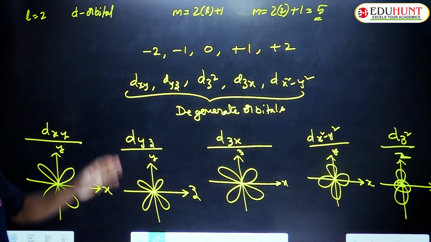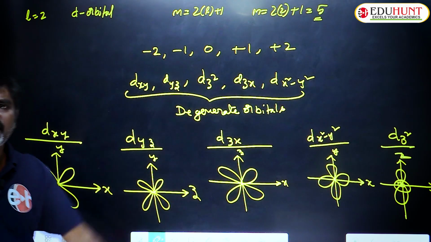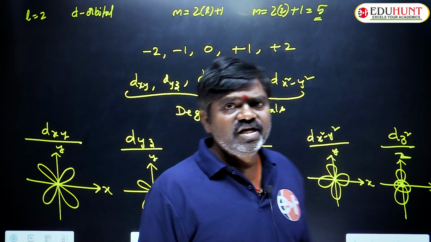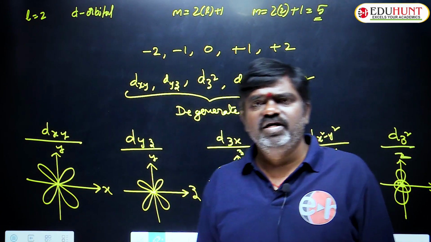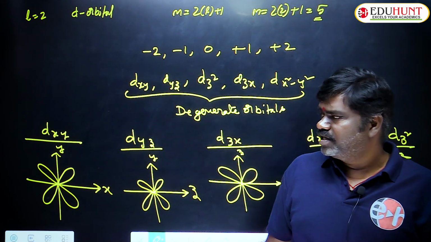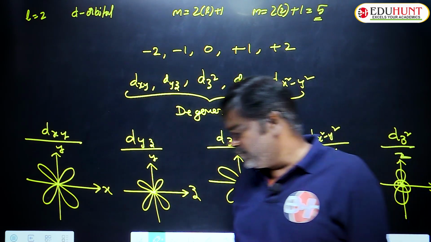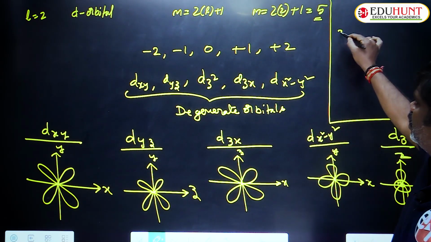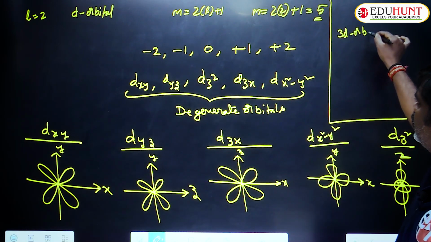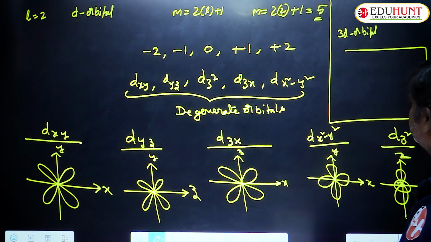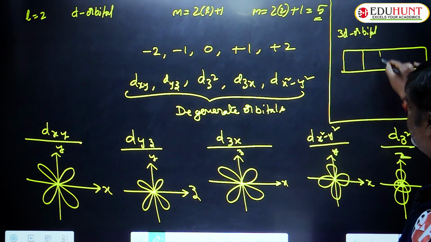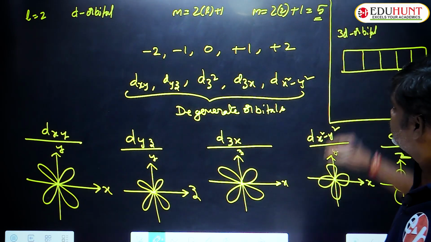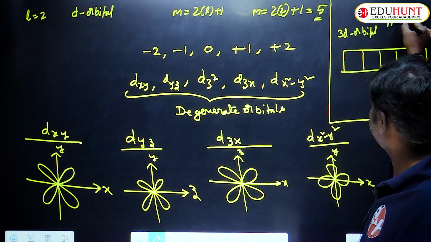Here are some points. These orbitals all have equal energies. Orbitals with equal energy are called degenerate orbitals. For example, take the 3d orbital. The 3d orbital contains 5 suborbitals: 1, 2, 3, 4, 5. All have equal energy, since the n value for the 3d orbital is 3.